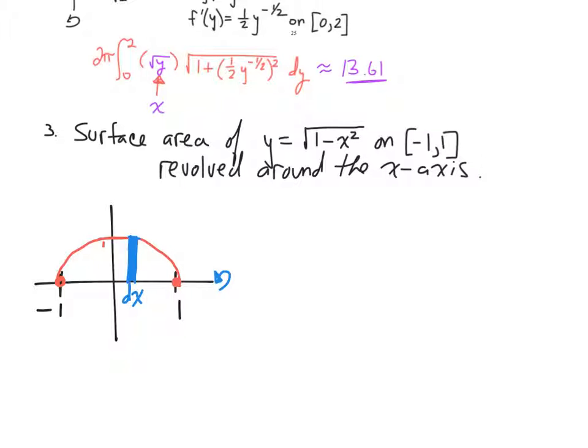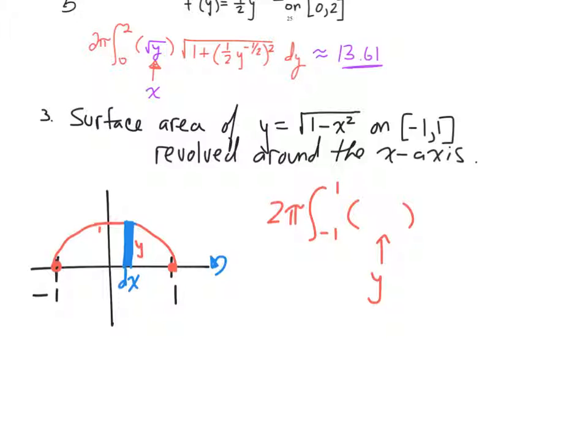Okay, so what I need to do is set up my equation. S, well, A, area, but I'll just go with the expression. 2 pi on the interval of -1 to 1. Radius, which is y, multiplied by the arc length part of it. So I need the derivative of this, which involves a teensy little bit of chain rule.